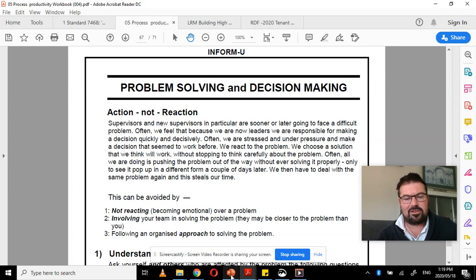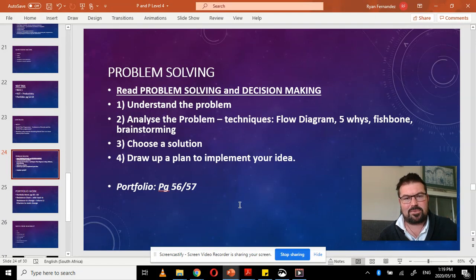Then what I want you to do is to realize that these are the steps. You've got to understand the problem. Okay, so understand why things are happening in the way that they are. Then you've got to analyze it. So again, you can use brainstorming, you can use a flow diagram, you can use the 5 whys, and you can use fishbone. And you're going to be introduced to those different techniques in that section that you're just about to read.